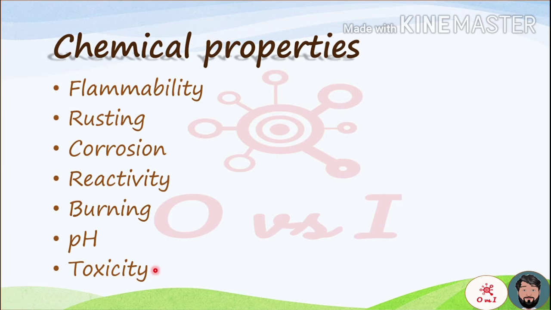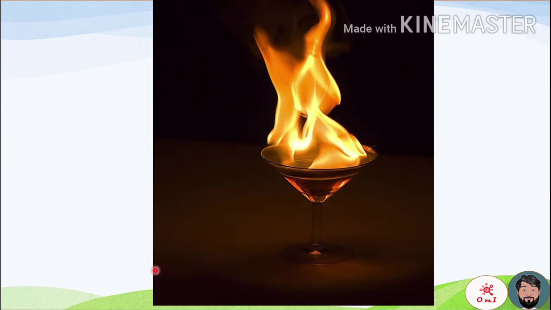Next one is toxicity. Likewise, some chemicals are toxic and gases are toxic, but some are not. So that is the change in their composition. When you talk about the composition, you look at the chemical properties.